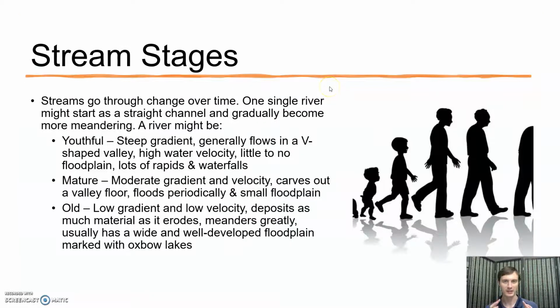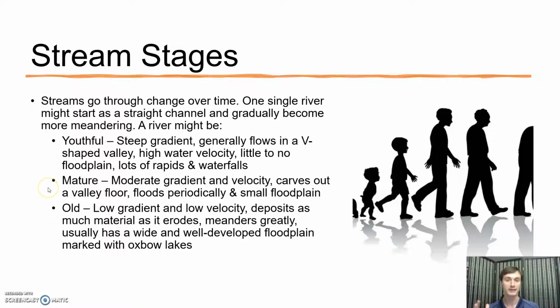It's important to note here, a particular stream channel can start off as one type, maybe a straight channel, and then over time evolve into one of the others. That is, streams age. They start out youthful. This is going to be your straighter channel, steep gradient V-shaped valleys, high water velocity. And as it gets older, it tends to turn into your more meandering or braided stream types.